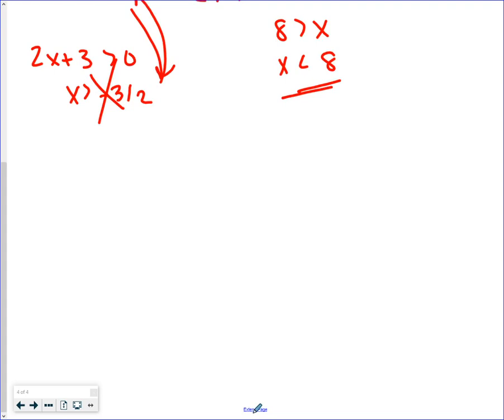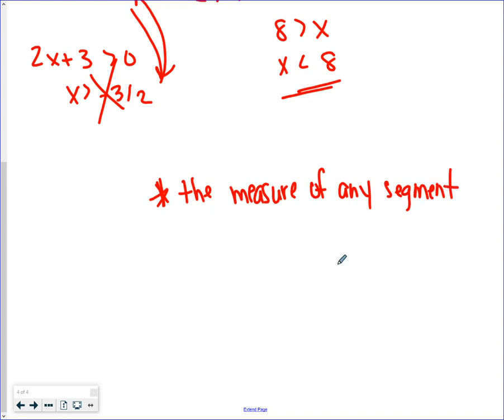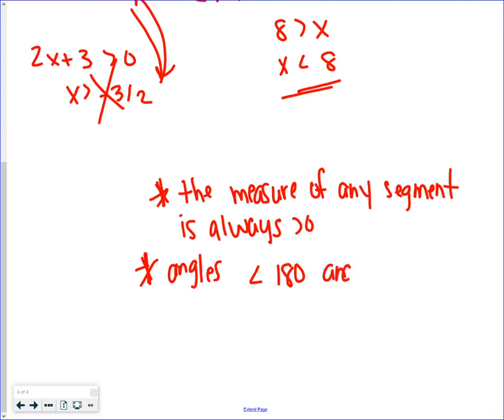The first thing I wrote was just to help us remember what to do when we had a segment. I wrote: the measure of any segment. If you want to put the words line segment instead, you can. But the measure of any segment is always greater than 0. I think you guys understood that. We said it's greater than 0, like the examples we just did. But angles are less than 180 and greater than 0 in a triangle.